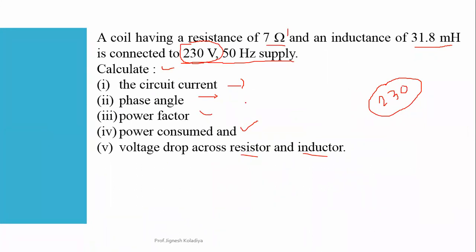So how can we find the circuit current? For circuit current, we have the equation V is equal to I into Z. Z is given? No. Okay, Z means what? In case of an RL series circuit, Z means what? Square root of R square plus XL square.